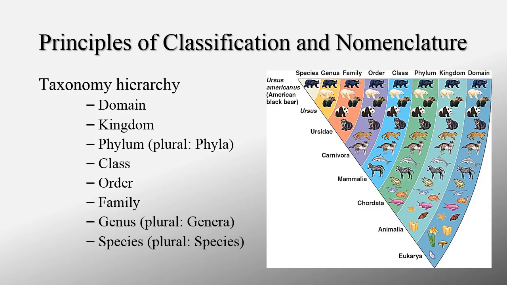Okay, let's look at the taxonomy hierarchy. I believe you learned this in your high school or matriculation. A hierarchy starts with domain, followed by kingdom, followed by phylum, or phyla in plural, and then class, order, family, genus or genera in plural, and species, which is the same in plural.